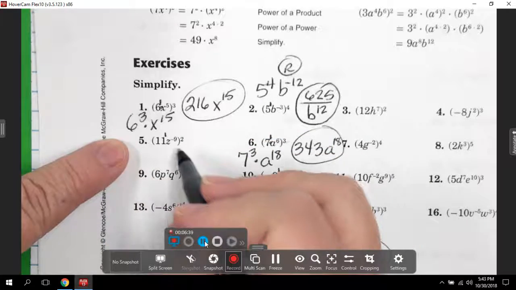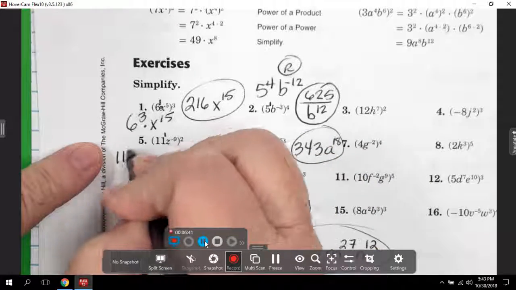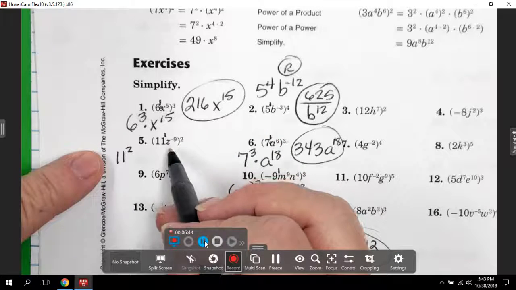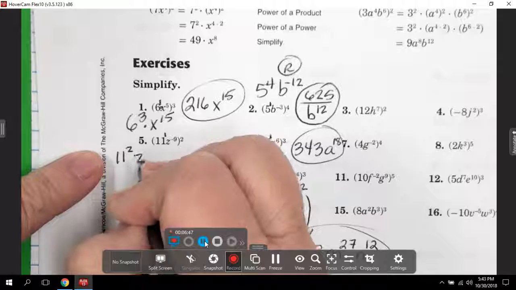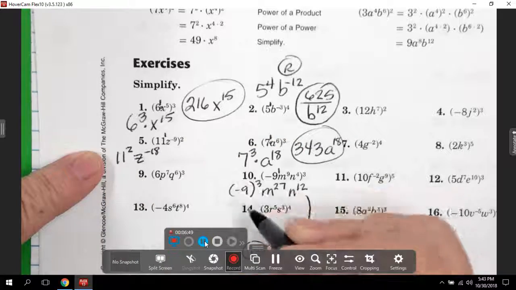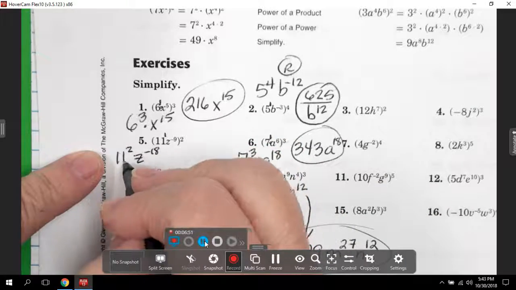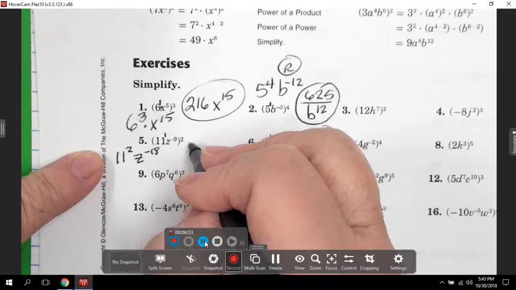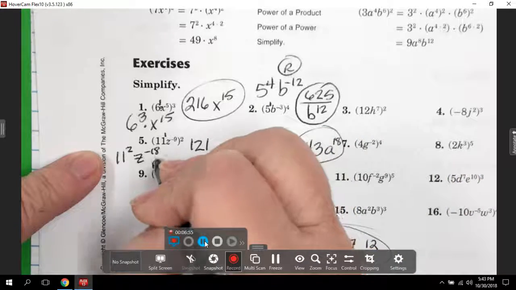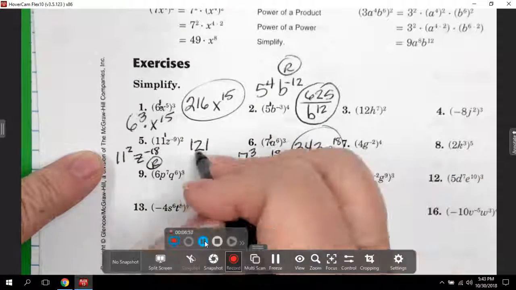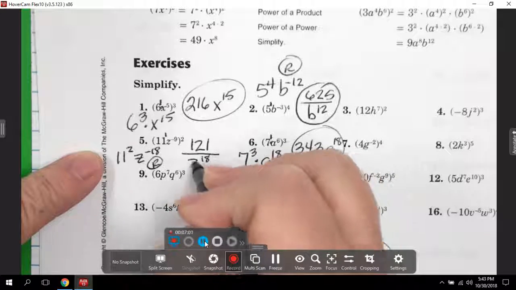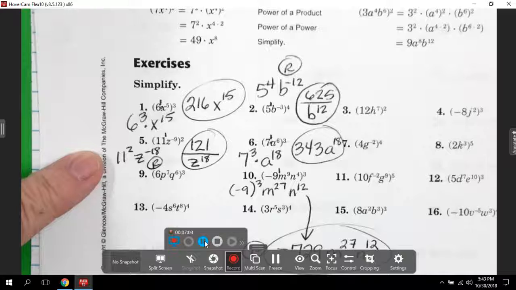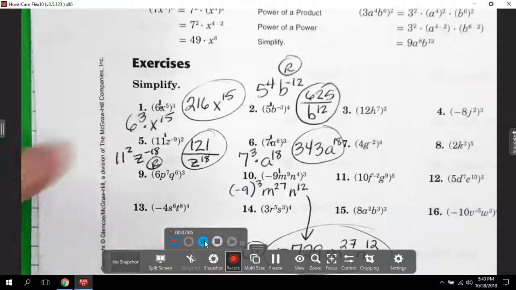11 to the 1st raised to the 2nd is 11 to the 2nd. z to the negative 9th raised to the 2nd is z to the negative 18th. We're going to calculate 11 to the 2nd power, and that's going to be 121. We have a negative exponent, so we're going to have to change it to its reciprocal, z to the positive 18th power. And that's the best we can do.